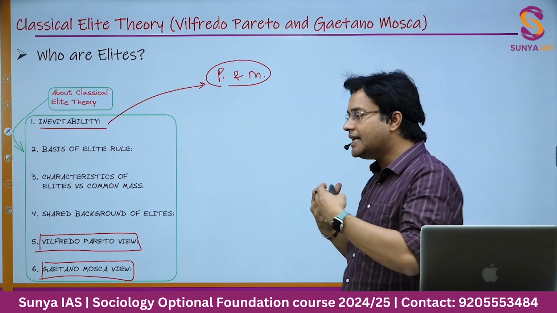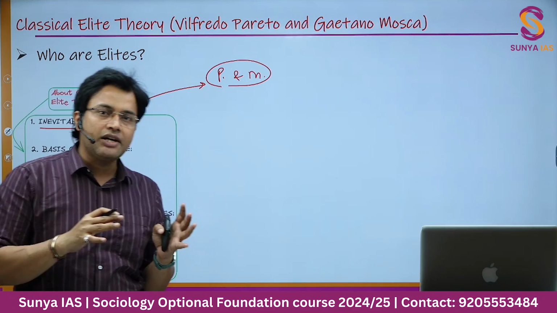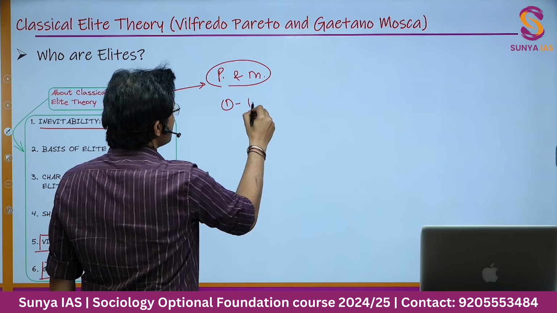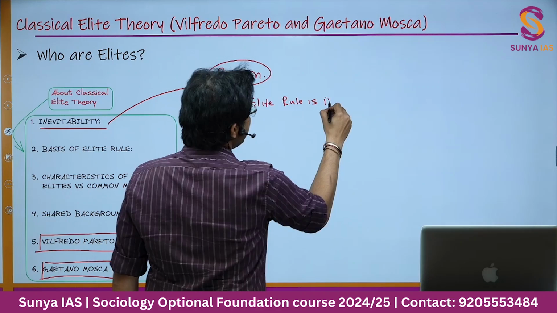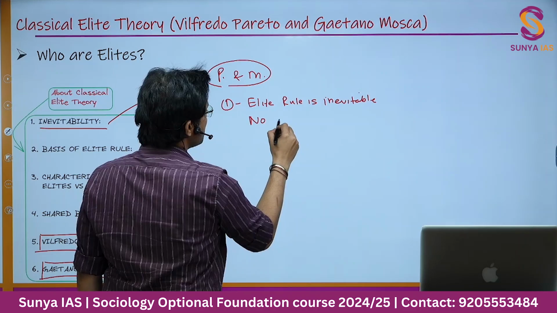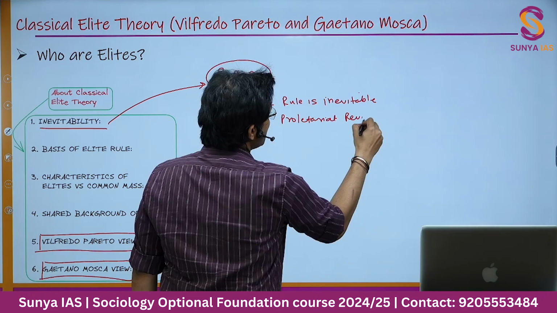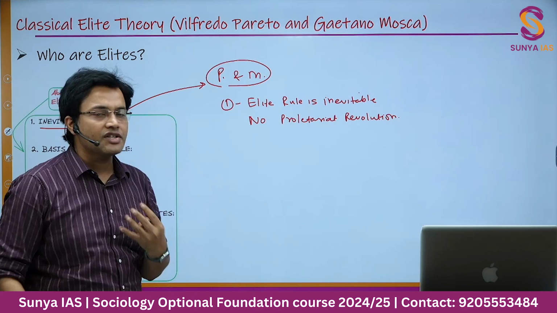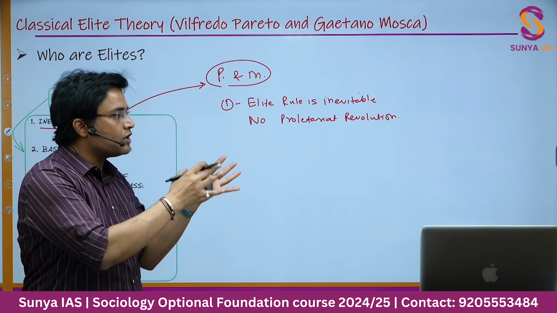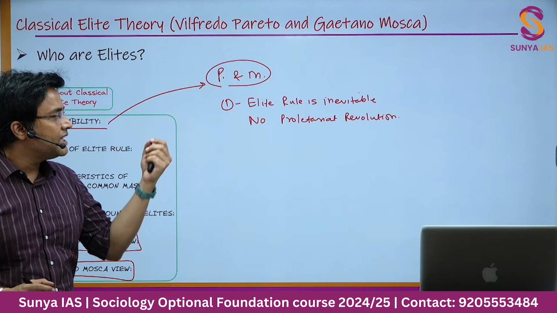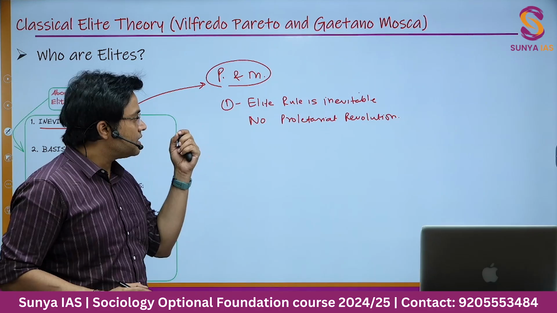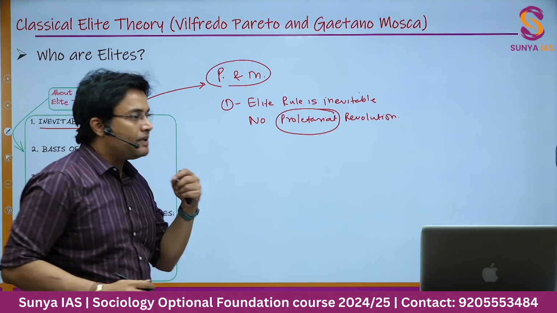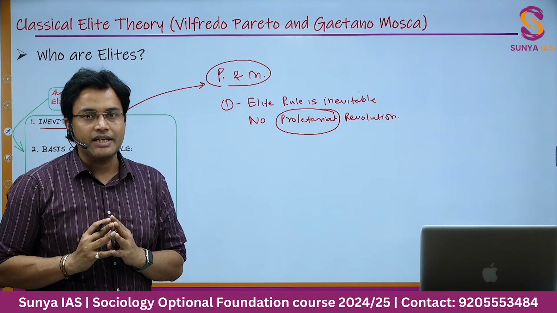So when they had this notion that any elite rule is inevitable, they completely dismissed the possibility of any kind of proletariat revolution. If you have read Karl Marx, you might know how he says that the history of society is the history of class struggle between the people who own the means of production and who don't own the means of production. So there is always a conflict in the society. What happens in the capitalist society? There will be a revolution driven by the proletariat, against the bourgeoisie domination, and ultimately a communist form of society will develop, a completely classless society, right?